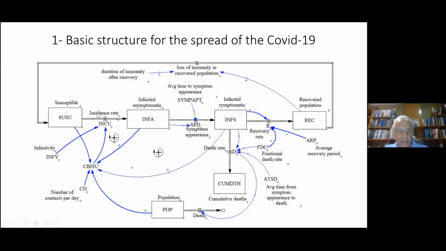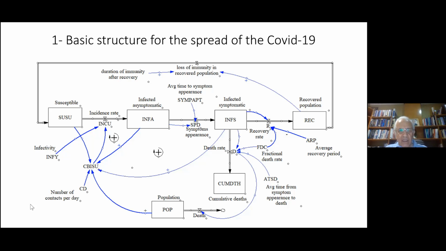And the incidence rate is a function of the number of susceptible and infected people, the number of contacts that they have daily, and also infectivity. What is the possibility of getting infection each time that a susceptible meets an infected person?